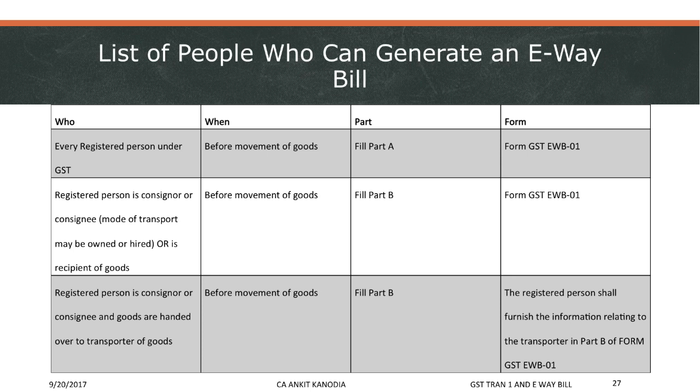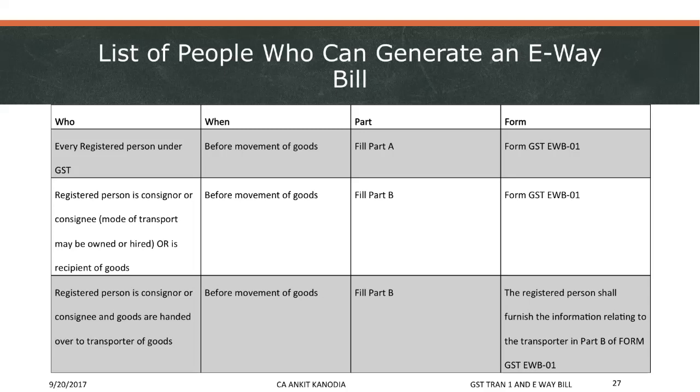The registered person, whether a consignor, consignee or recipient of goods, has to fill Part B. Now this Part B is a very funny thing. It only contains the vehicle number. So for Part B, suppose you have handed over the goods to the transporter. You have generated and filled in Part A. In that case, when the goods are handed over to the transporter and you have only filled in Part A, Part B would be filled by the transporter because the vehicle number would be inserted by the transporter.